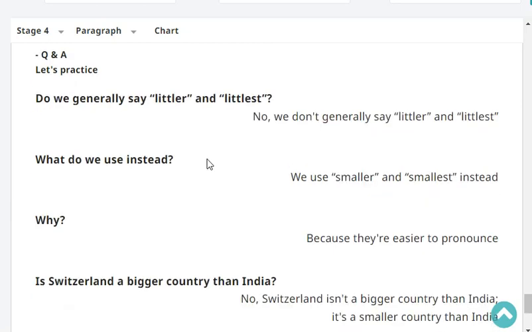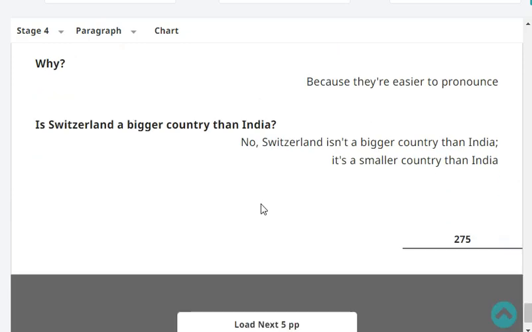Do we generally say littler and littlest? No, we don't generally say littler and littlest. What do we use instead? We use smaller and smallest instead. Why? Because it's easier to pronounce, and sounds good, right? Not littler.